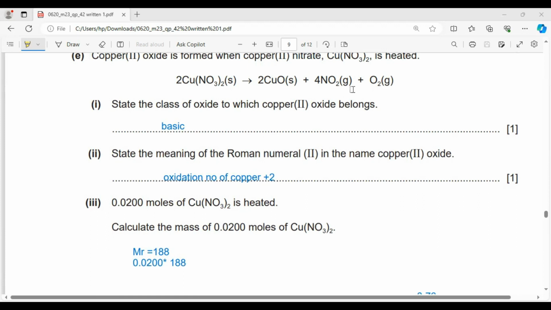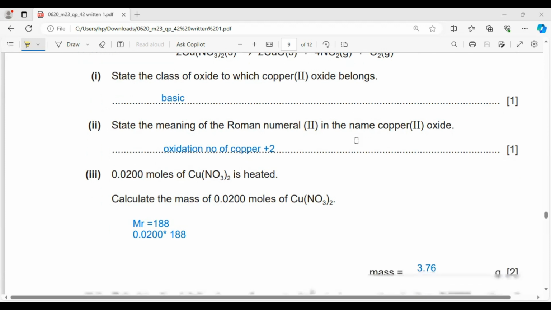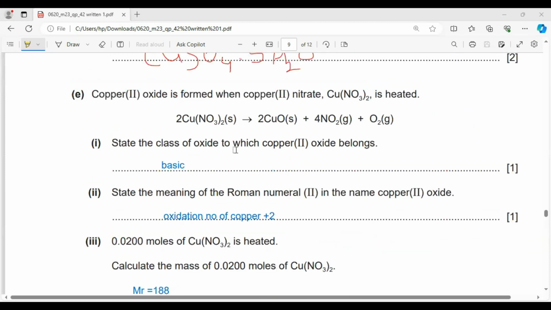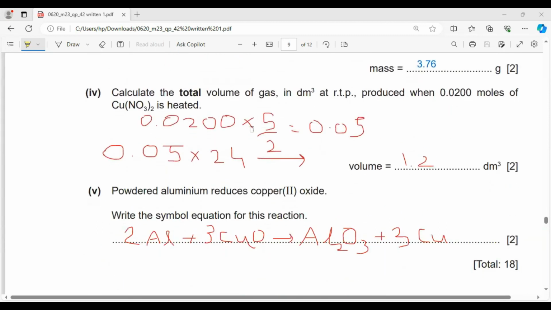We have two gases, nitrogen dioxide and oxygen. There are 4 moles of nitrogen dioxide and 1 mole of oxygen. So in total that is 4 plus 1, that is 5 moles of gas produced on decomposition of copper nitrate. So here, 0.0200 into 5 divided by, in the question we are having 2 moles of copper nitrate. So divided by 2, which will give us 0.05 moles.